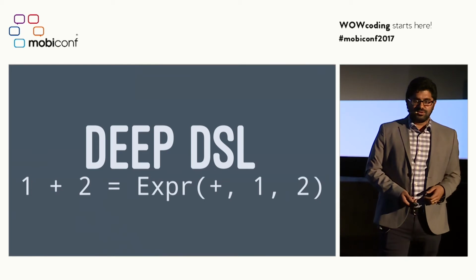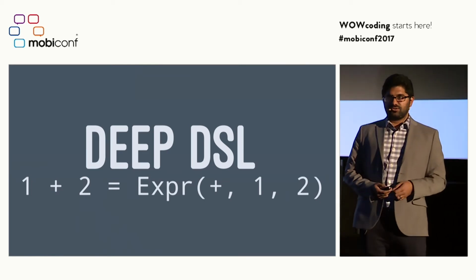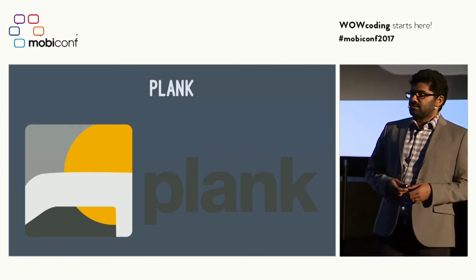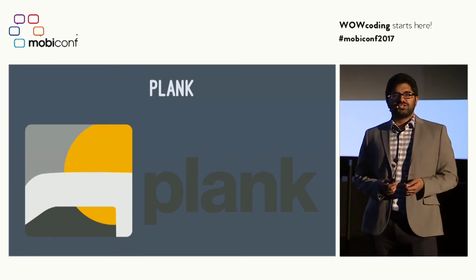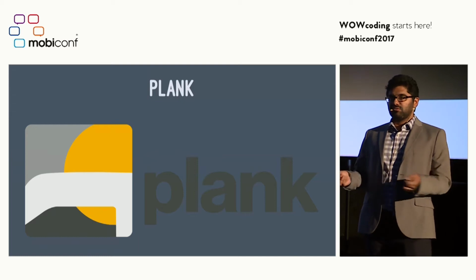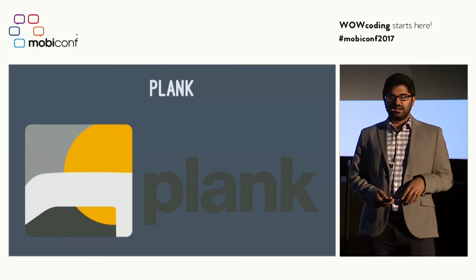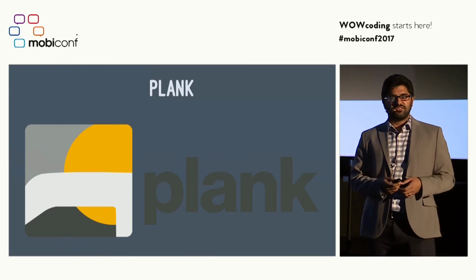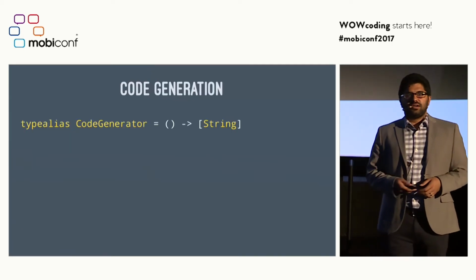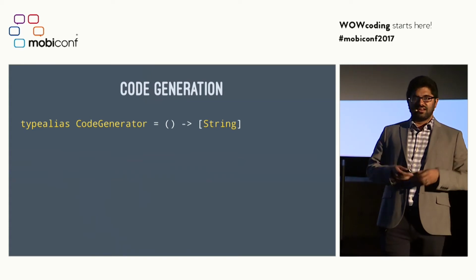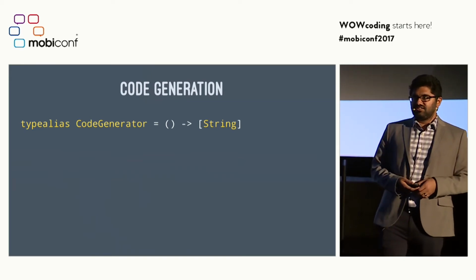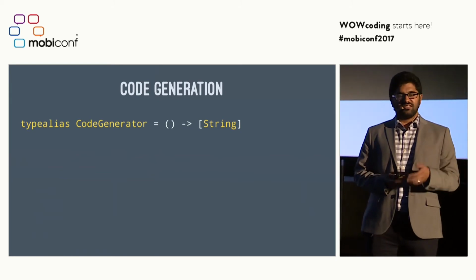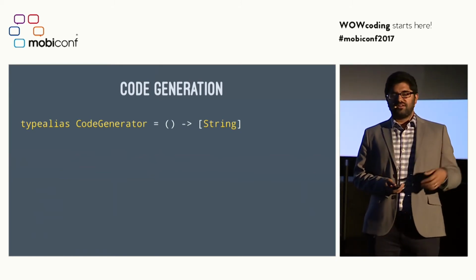The second example I want to talk about with DSLs at Pinterest is a project we open sourced recently this year called Plank. Plank is a code generation tool that generates immutable models from JSON schemas. So I thought code generation would be an interesting topic for us to talk about with DSLs. You can think of code generation at a very high level as basically some function that returns an array of strings, where each index in that array is a different line in a file.